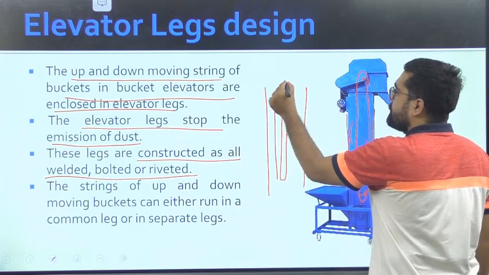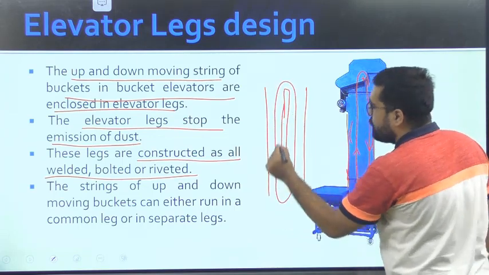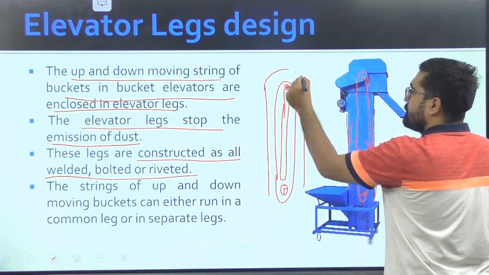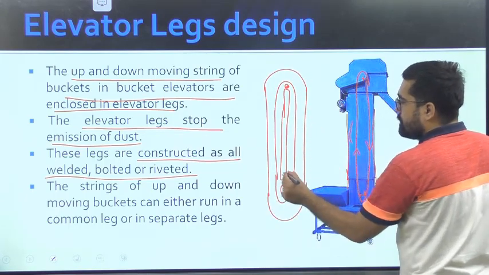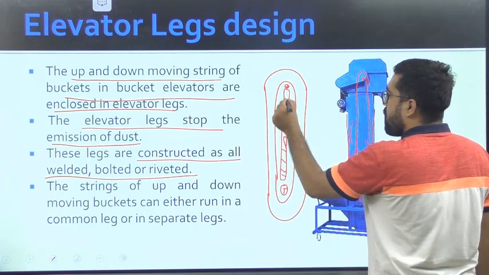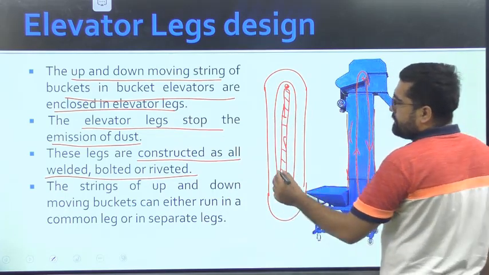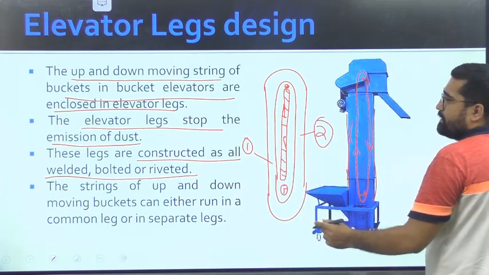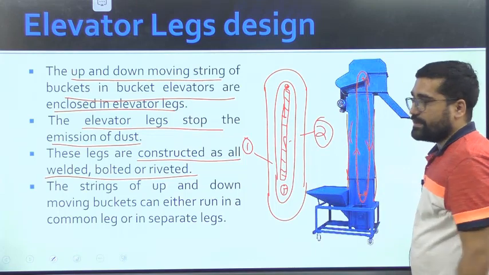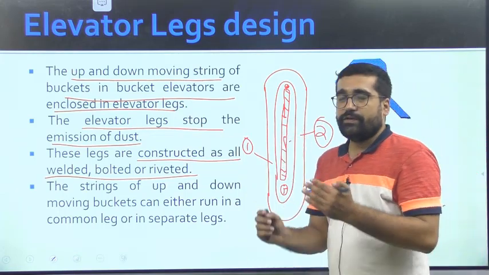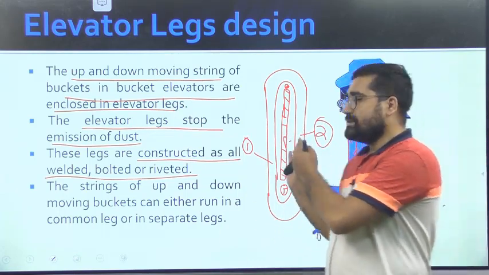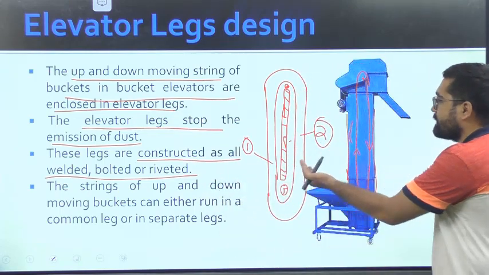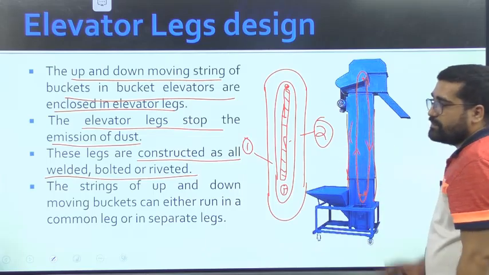The belt will be moving like this. These will be the pulleys. This is one leg, this is the second leg. In between there will be a gap, and you can pass through between these legs. So these can be two legs. Depending upon our requirement, we will decide whether our bucket conveyor will have two legs or one leg.